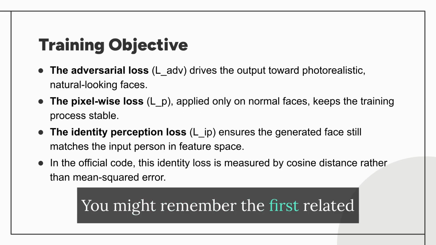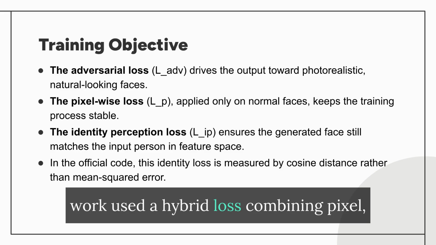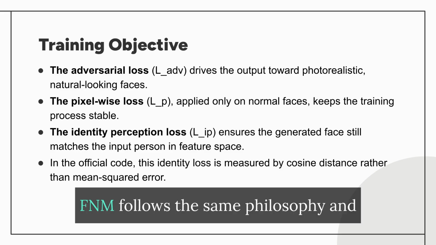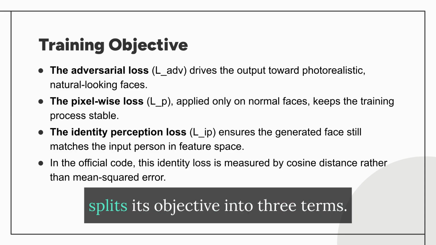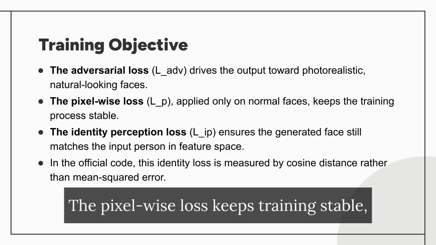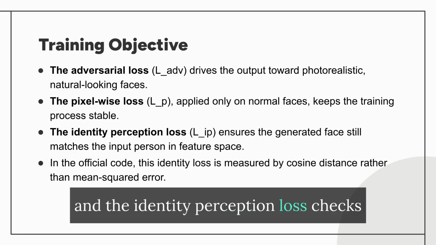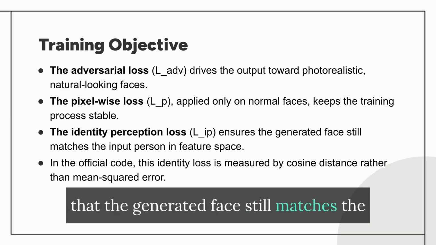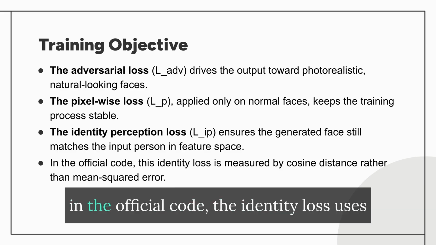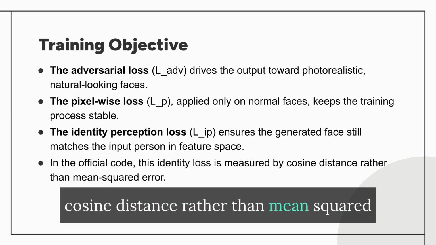You might remember the first related work used a hybrid loss combining pixel, region, and edge supervision. FNM follows the same philosophy and splits its objective into three terms. The adversarial loss drives photorealism. The pixel-wise loss keeps training stable. And the identity perception loss checks that the generated face still matches the input person in feature space. One detail: in the official code, the identity loss uses cosine distance rather than mean squared error.